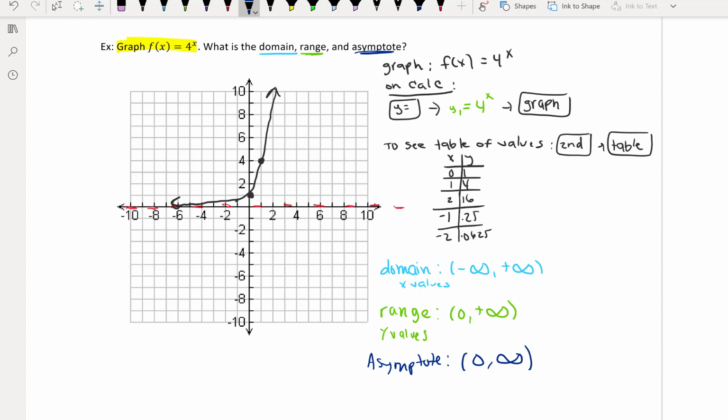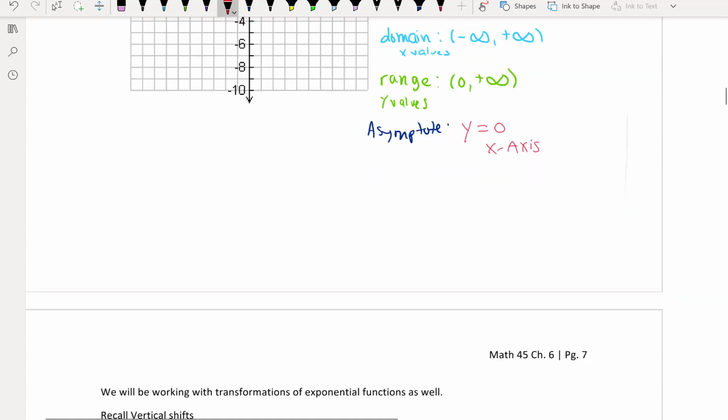And of course, that's my asymptote. My asymptote is y is equal to 0, or better yet, you can say it's the x-axis. Both of those mean the same thing. Okay, so now let's go on to our next example.